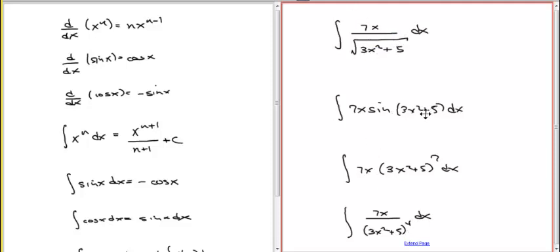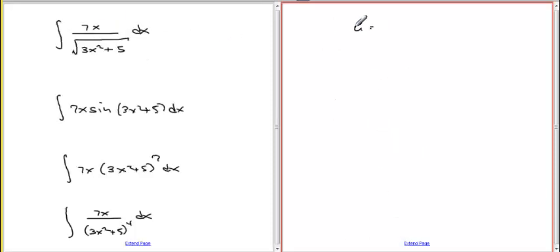The u term is going to be whatever's the argument of the trig function, the argument in the square root, all the stuff that's in parentheses. So in all of these cases, u is going to be equal to 3x squared plus 5. And as a consequence, du is going to be 6x dx. The derivative of 3x squared is 3 times 2, and reduce x by 1, multiplied by dx.